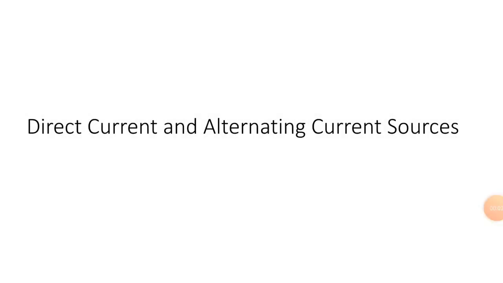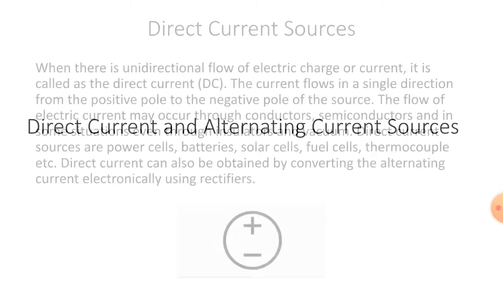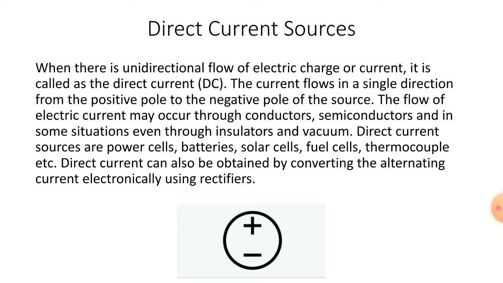Direct current and alternating current sources. Direct current sources. When there is unidirectional flow of electric charge or current, it is called direct current. The current flows in a single direction from the positive pole to the negative pole of the source. The flow of electric current may occur through conductors, semiconductors, and in some situations even through insulators and vacuum.